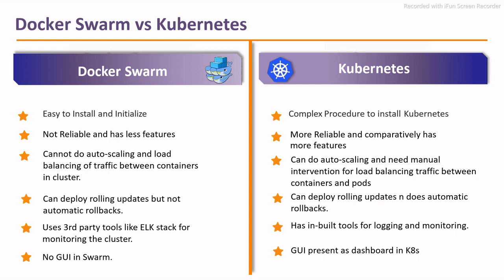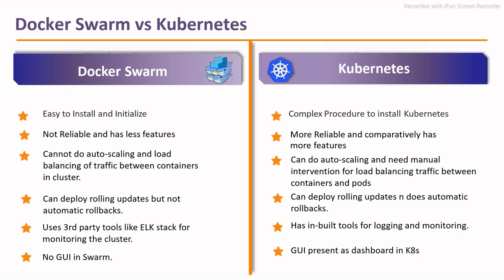Secondly, Docker Swarm is not that reliable and has very few features. But Kubernetes, as we have already discussed, has many features and is far better than Docker Swarm. Docker Swarm cannot do auto scaling and load balancing of traffic between containers in a cluster. But in Kubernetes, we can do auto scaling and load balancing of traffic between the containers and the pods.